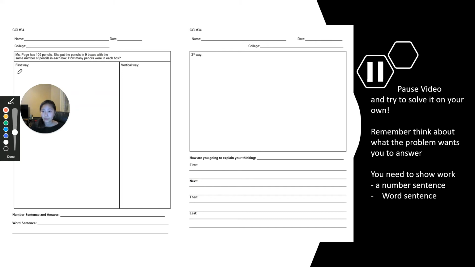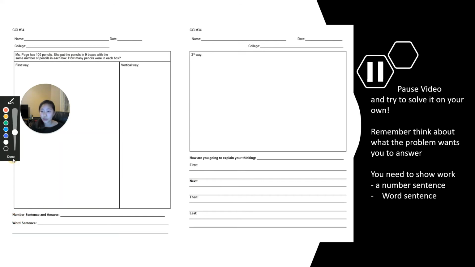You should have your first way, and if you can do a vertical way, do that. Even if you line up all your numbers, even if you have more than two numbers in a row, to add them together or to subtract them, that is still a vertical way. Make sure you have a number sentence and a word sentence. You can always go back to yesterday's work to look at what your number sentence or your word sentence looked like. If you got it incorrect, I already gave you the answer at the end. So look at what that looks like.